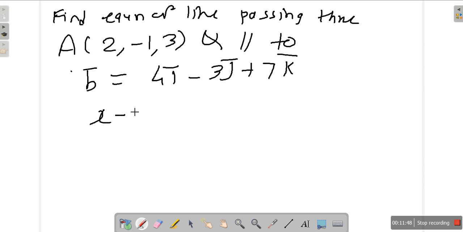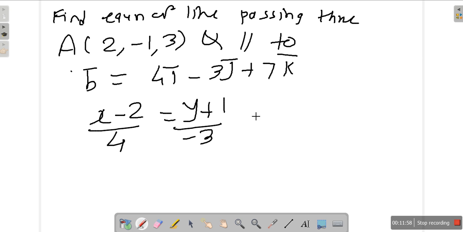So what will be the Cartesian form? x minus 2 upon 4 equal to y minus minus 1, so it will become y plus 1 upon minus 3, and this is z minus z1, so z minus 3 upon 7 equal to lambda. So the equation of a line passing through a given point and parallel to a given vector is given like this. It's very simple. x minus 2 upon 4, y plus 1 upon minus 3, and z minus 3 upon 7 equal to lambda, where lambda is a parameter, it can take any values.